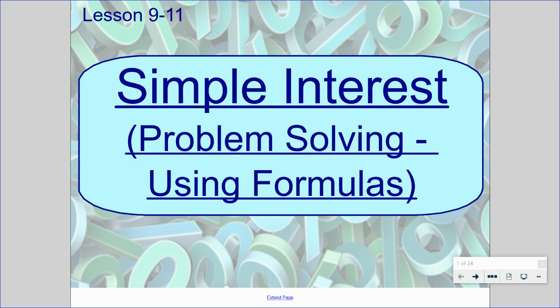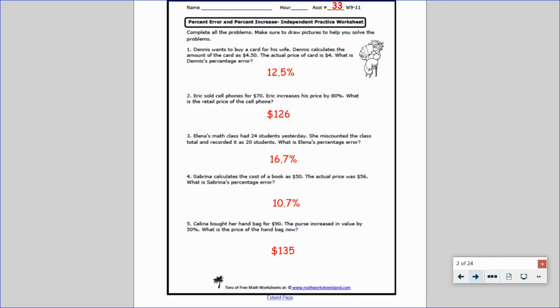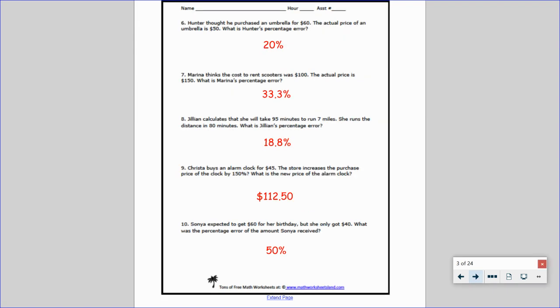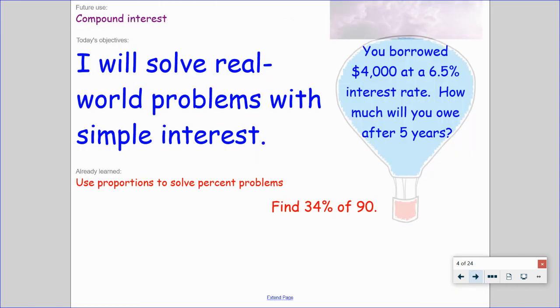Chapter 9, Lesson 11, the end of Chapter 9, Simple Interest. First, pause whatever this assignment is, check your answers for the first page, and come on back when you're ready. Check your answers here and come on back when you're ready. You all know I love questions. Bring some questions to class. Send me an email if you wish.